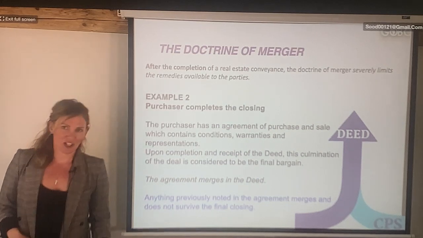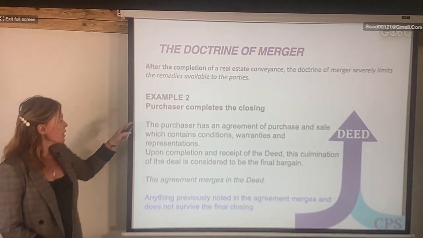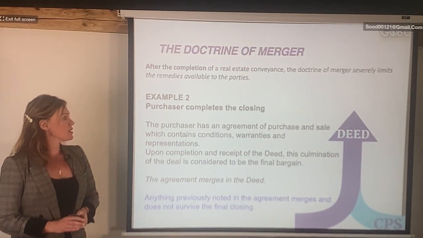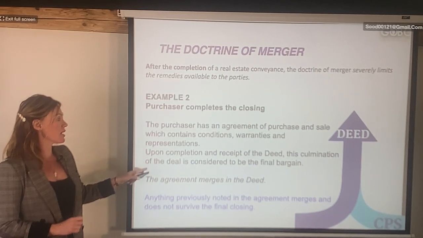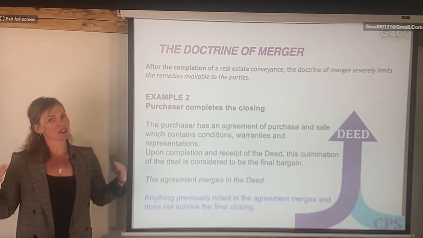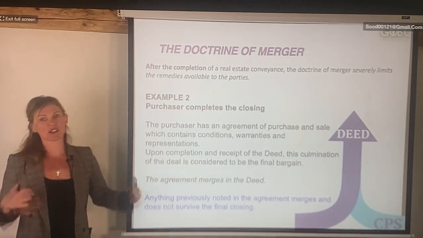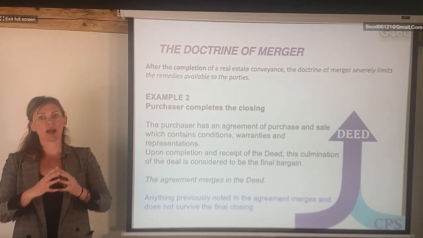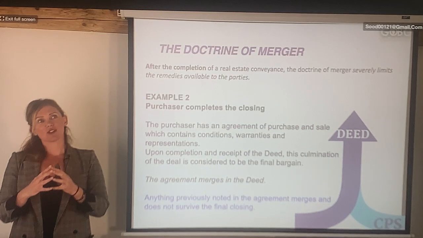But I'll show you how we protect our buyers by putting specific clauses in the contract. But that's what they're trying to say. Upon the completion and receipt of the deed, the transfer of the deed is considered to be a final bargain. The agreement merges with the deed. So basically, all the agreements that we had previously, the contract of purchase and sale, merge with the deed, and that's it. When the buyer's name shows up on the title, he's basically not supposed to come after the sellers now.